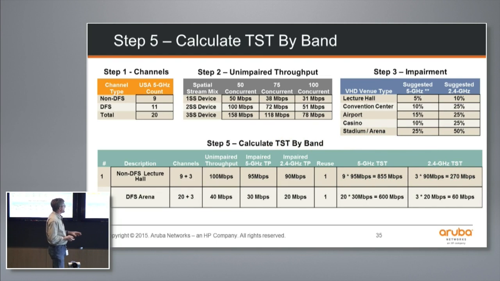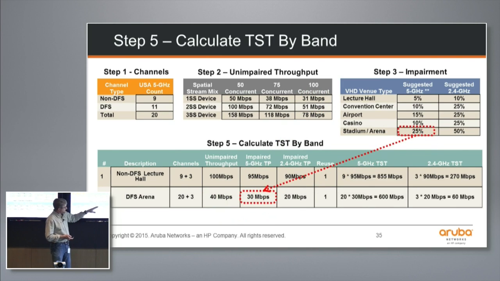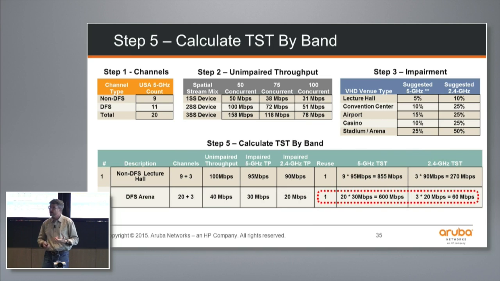In an arena environment with 20 channels, so if I'm using DFS now, I'm going to go over here to the 100 concurrent number. So I'll pick 40 as sort of an average of the 2. And then my impairments are a lot higher, so 25 and 50% respectively. And with 1 reuse, I end up estimating that I can do 660 megabits per second total absorbed load in that environment, right?